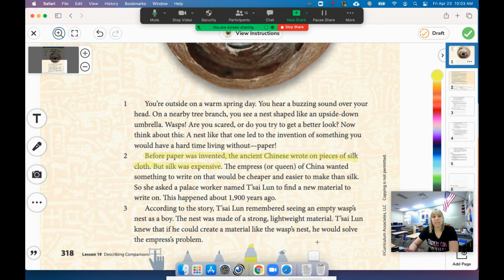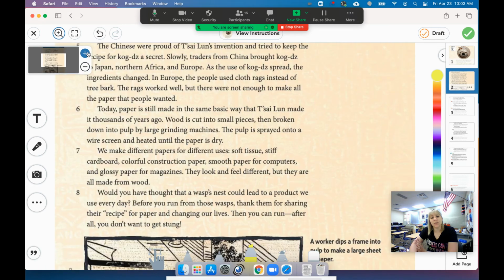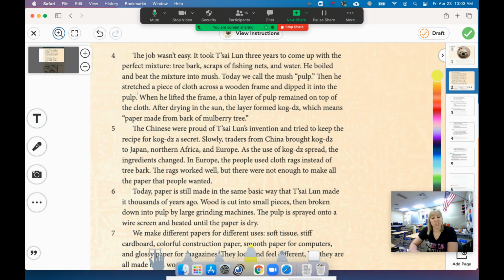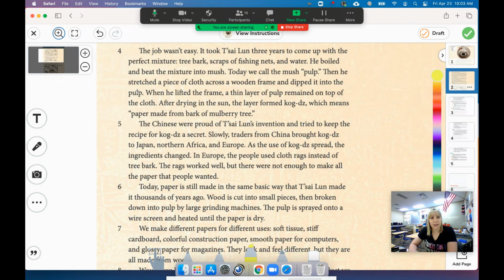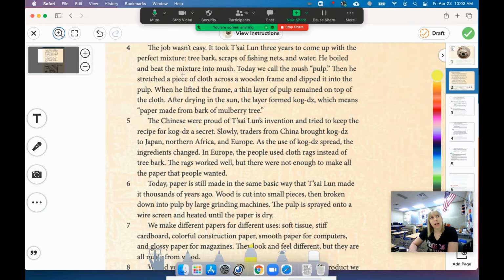So the queen wanted to be able to write more, but silk took a long time to make and it was really expensive. Silk is that really soft, smooth fabric. Sometimes you'll see it on a scarf. Silk is usually made for smaller things like a scarf because it's really expensive and it's hard to find. And so instead of writing on silk, the queen said, well, what can we do that's a little bit cheaper and easier to find? And he said, well, I remember seeing a wasp nest as a boy, and that wasp nest had something on it that I might be able to write on. And it inspired his idea.